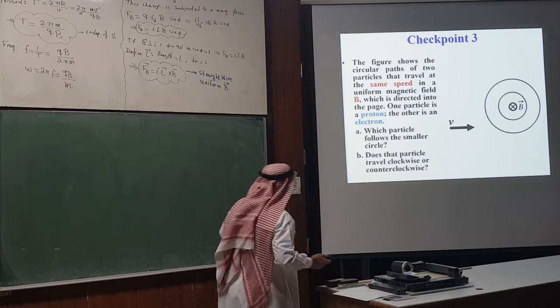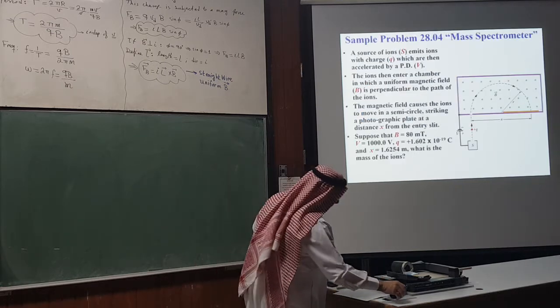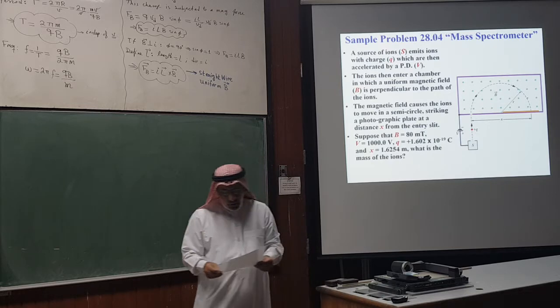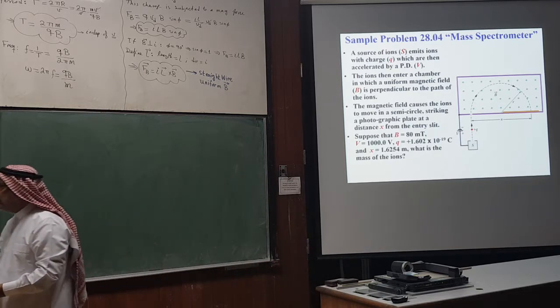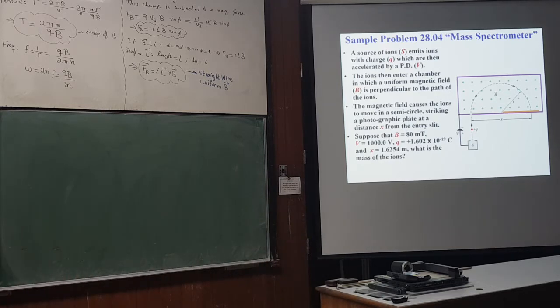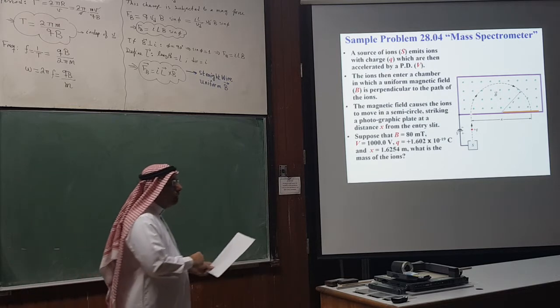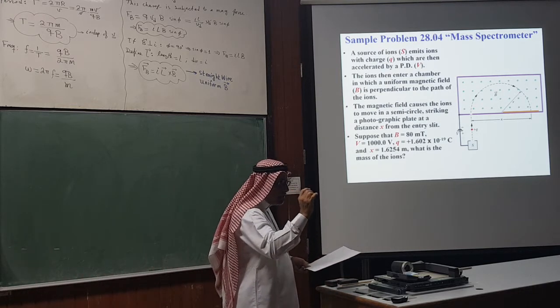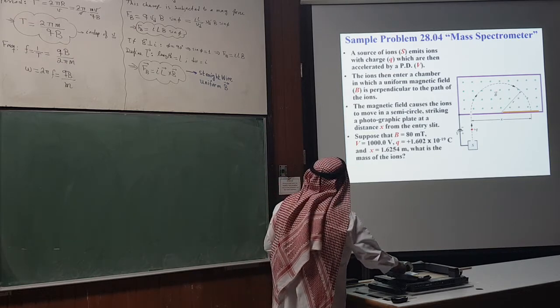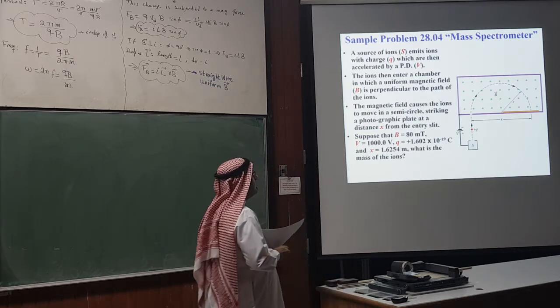Next, let us look at this sample problem, an example from the book, which is about a very important concept, and that is the mass spectrometer. The mass spectrometer is a device, an instrument, that is used to measure the masses of atoms, which are extremely small, as you know. So here is the concept of the mass spectrometer.